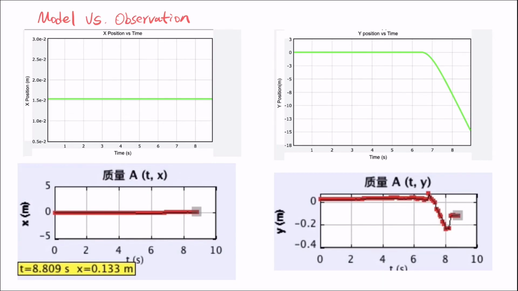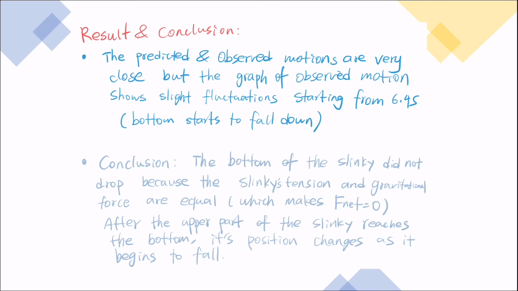Here are the xt graph and yt graph we get from the model and observation. You can see that the xt graph is a horizontal line in both situations, and in the yt graph, the observed motion shows slight fluctuations from around 6.4 seconds, as there are some other forces I have not considered in the model. Here's the result and conclusion.